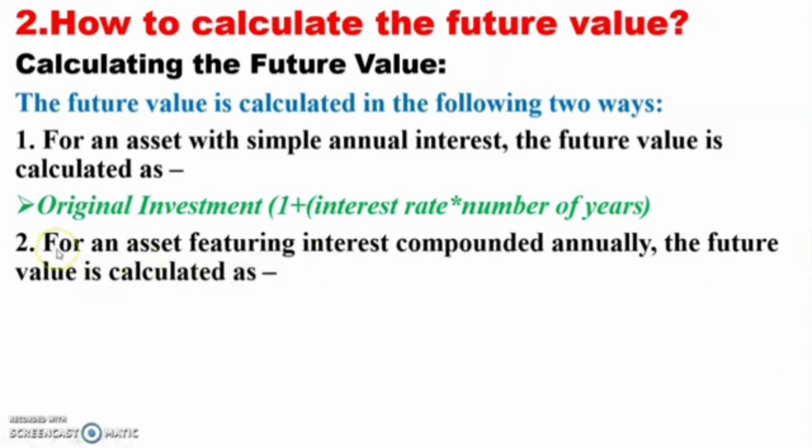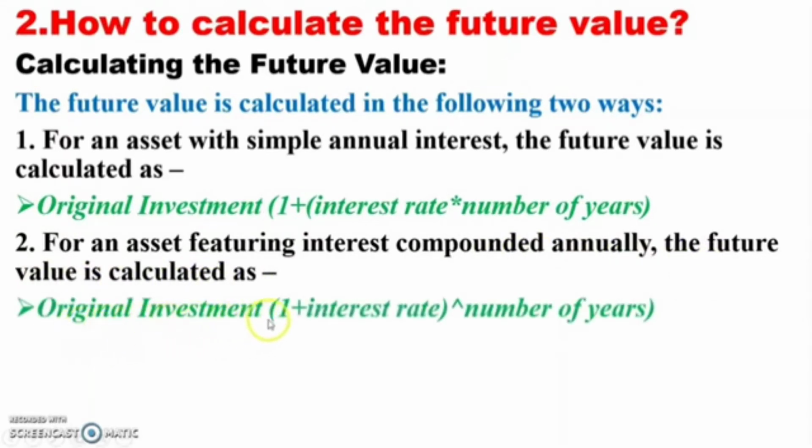Now, the other process: calculating the future value for an asset featuring interest compounded annually. The future value is calculated as original investment into 1 plus interest rate power number of years. So dear students, there are two basic formulas for calculating future value: if the interest rate is simple, and if the interest rate is compounded.